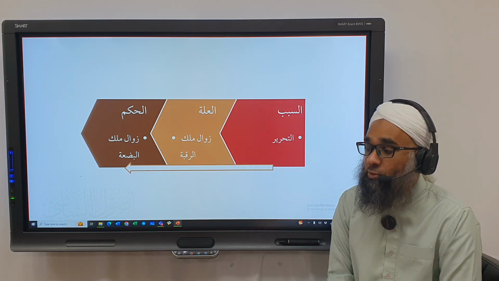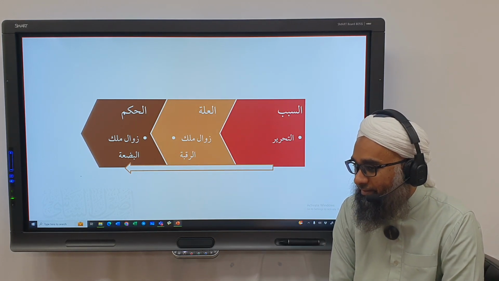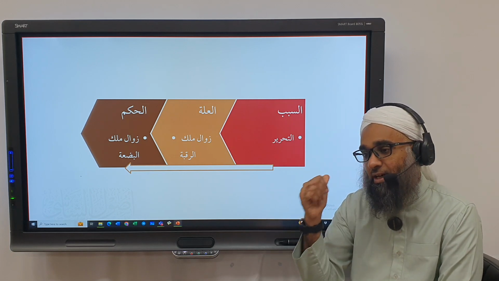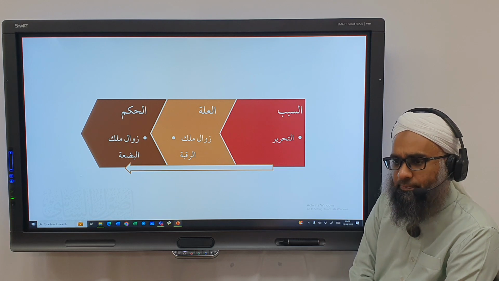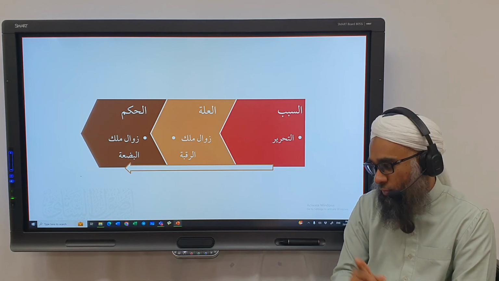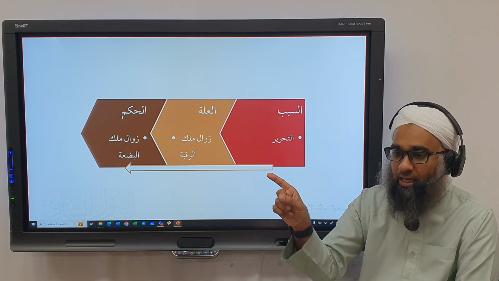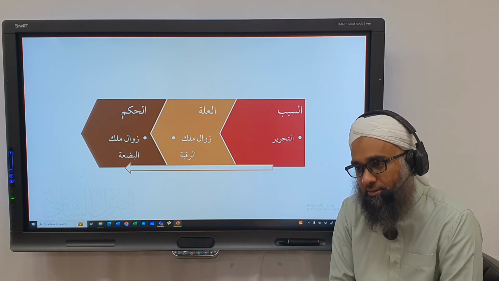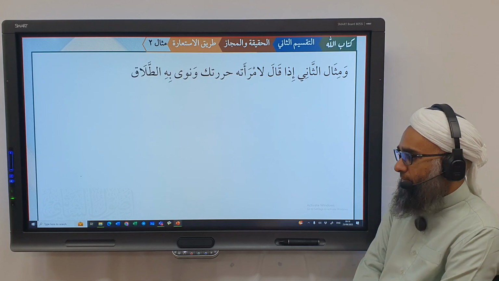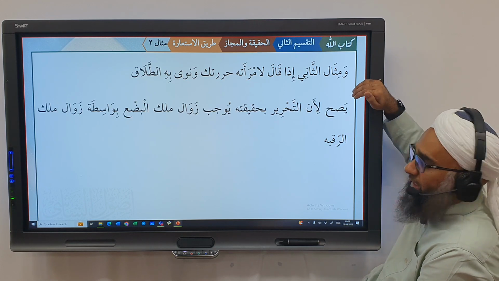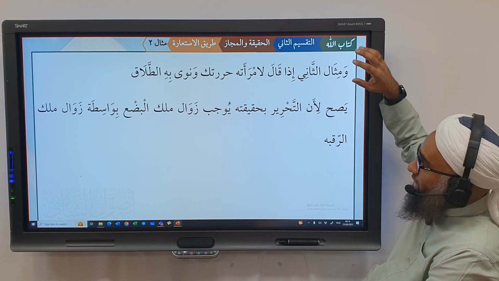For example, if you say to your slave girl, talaqtuki, and you say I intended harrartuki, that wouldn't work. That majaz is not correct. Are you following? If you say harrartuki to your wife and you intended talaq, then what will happen? That will lead to talaq, because you went from sabab mahd to the hukam. That's permissible. Okay? Yasihu, that will be correct, yes, if you make niyyah of this.